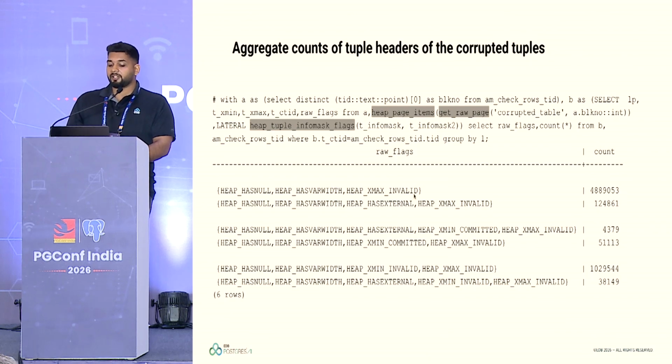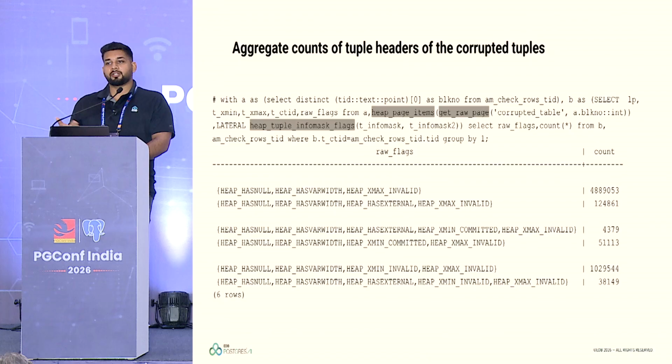Heap xmax invalid means that there is no xmax for this tuple yet. And if you look at the second one, again, it's the same one, heap xmax invalid, with just an additional flag which says heap has external. This means that the tuple has data which has been toasted onto an external table called PGToast.